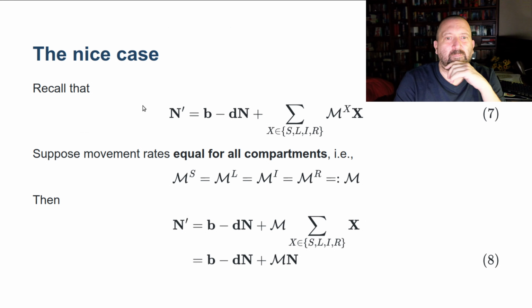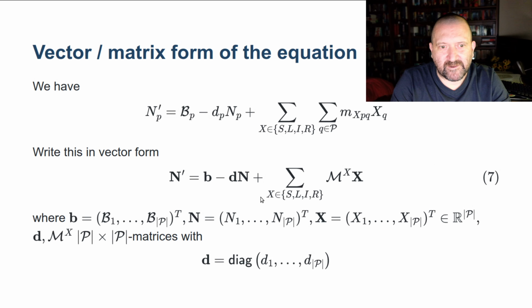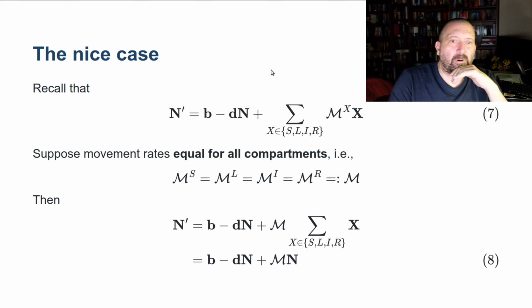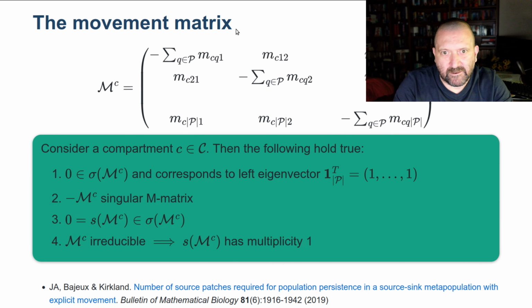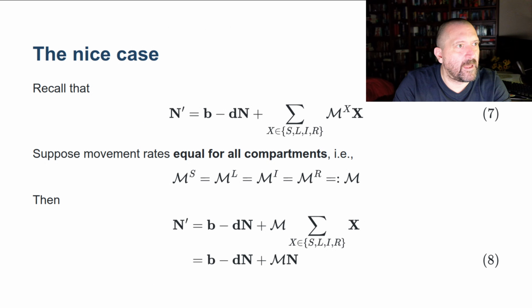Now, let me look at what happens. So I'm going back to this equation here, Equation 7. I want to know what happens to the population in each patch. So if I look at this equation, and I suppose that movement rates are equal for all compartments, that means those matrices here are equal whatever the value of C. So if movement is equal for all compartments, I'm just going to write all of those matrices as M. I'm going to forget that they depend on X.